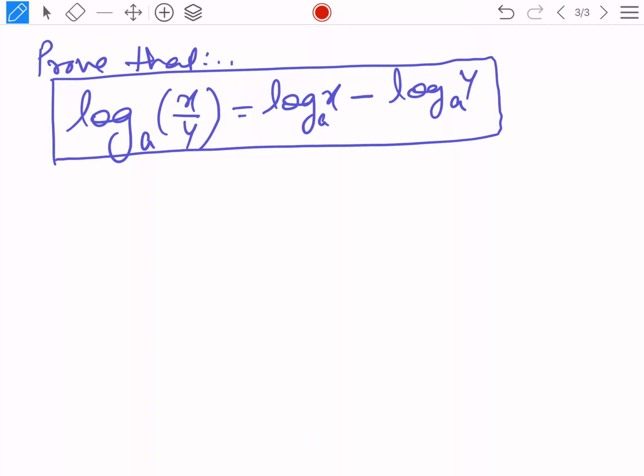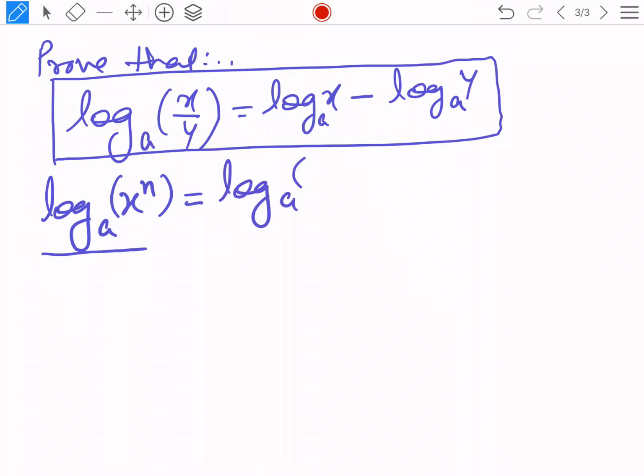Now some more rules can be derived. If we want to find the log of x to the power of n base a, we can find a formula for this also, and it is very important. So students, x to the power of n means x into x into x, n times.